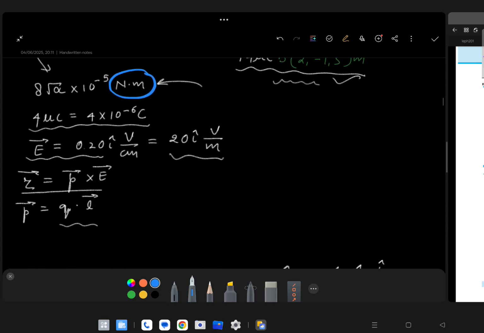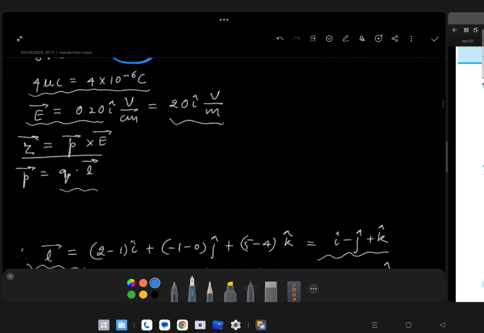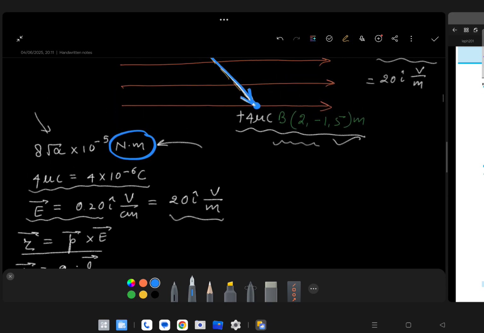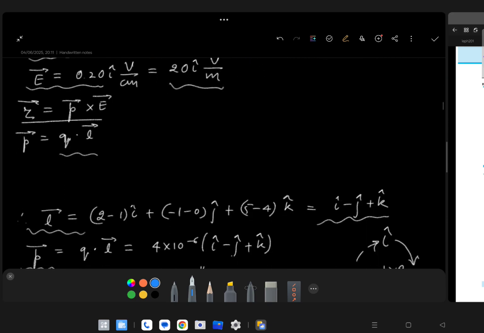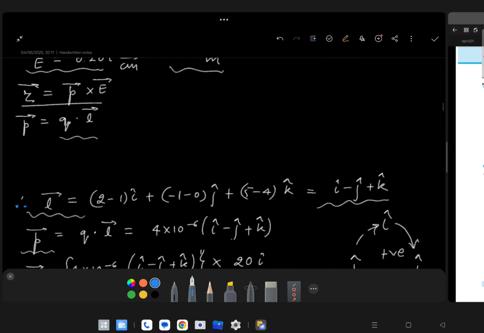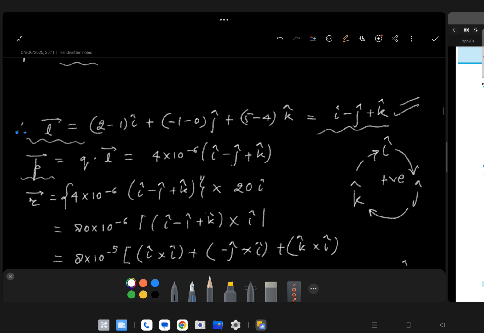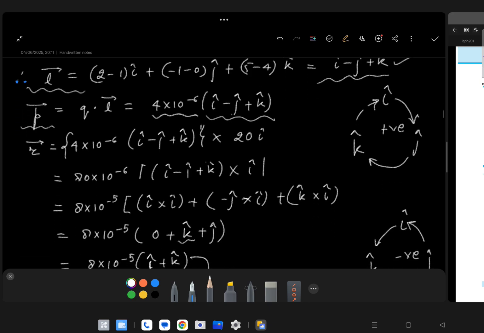Right? So we will calculate vector L first. So what will be vector L? Final position minus initial position. So vector L can be expressed like this: (2 minus 1) i cap minus (1 minus 0) j cap plus (5 minus 4) k cap, which comes out to be i cap minus j cap plus k cap, right? So vector P becomes Q into L vector, where Q is 4 into 10 to the power minus 6 and L vector is like this. Okay, now we will calculate the value of tau vector.